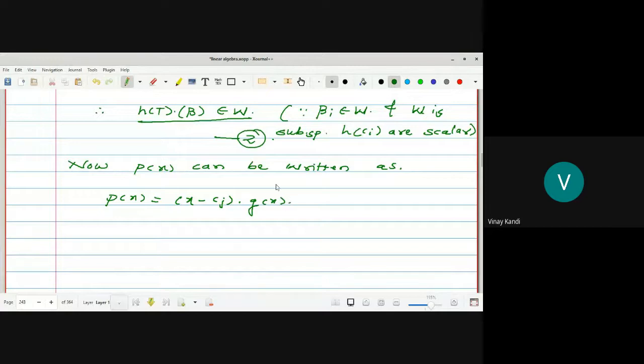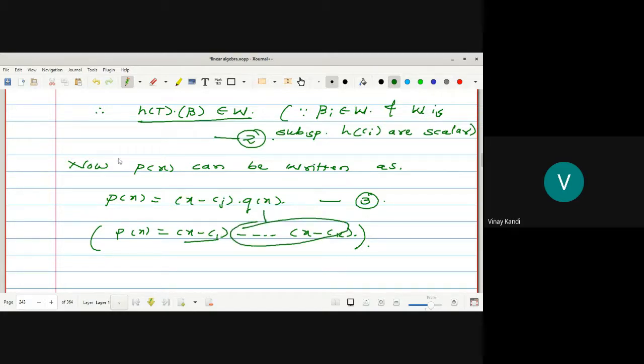Can we write it like this? Yes. I have kept some c1, c2 up to some cj as it is, and all the other factors are in the form of q of x, the product of all the factors. Okay, how was your p of x? p of x is equal to x minus c1 up to x minus ck. Okay, so we can write p of x in this form. I kept x minus cj as it is, and what I took as the remaining product is q of x. Okay, any doubt? So this is equation number 3.